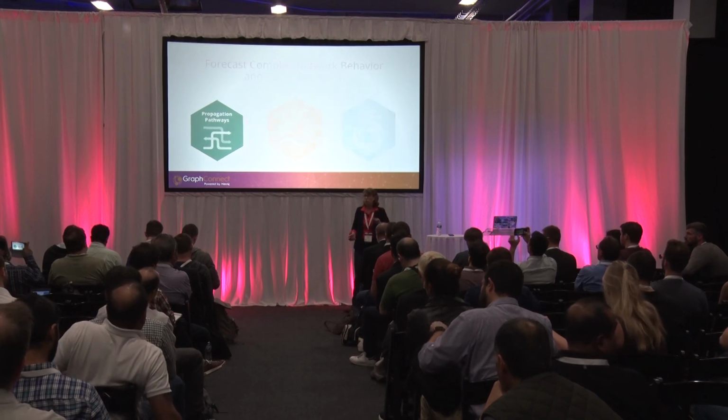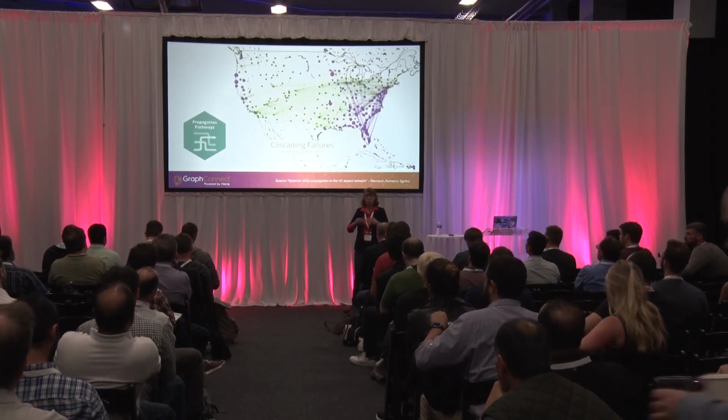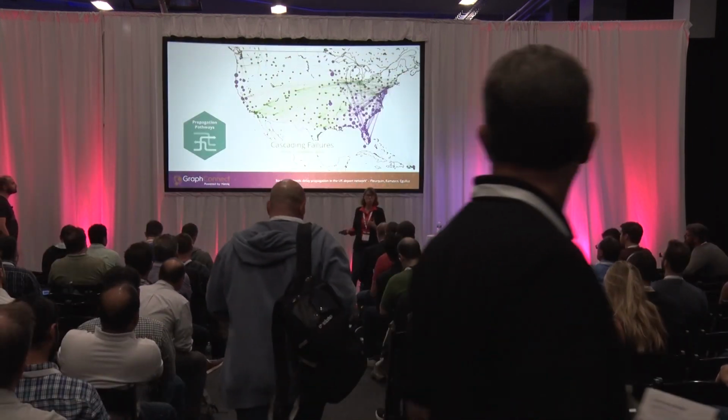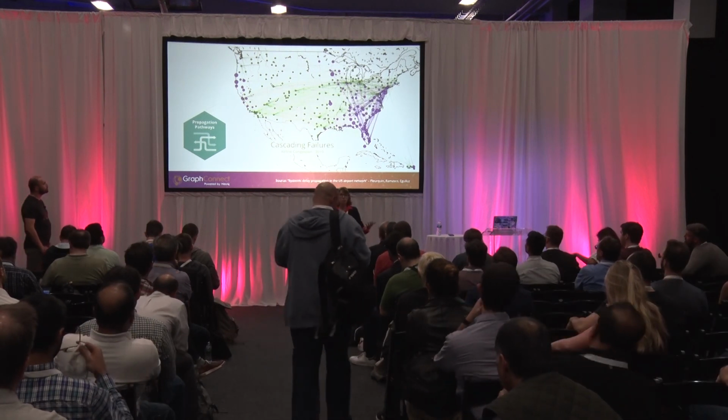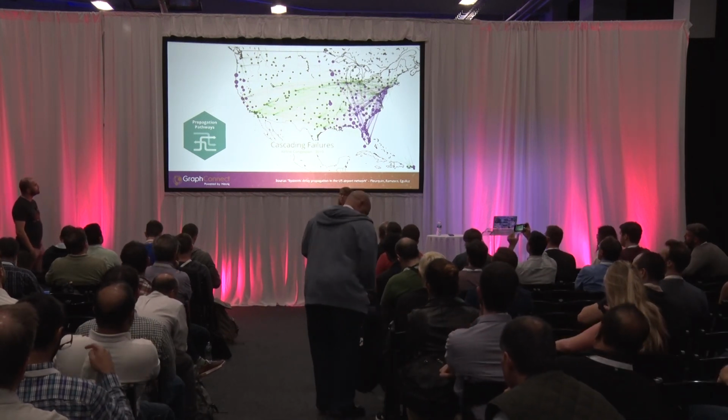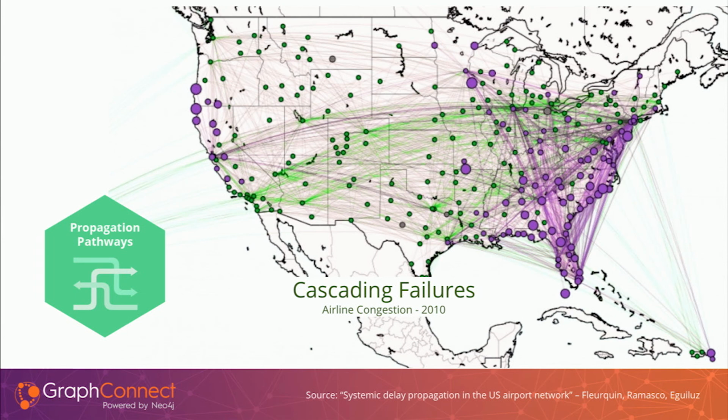So if we take just a quick look at each one of those, if we think about propagation pathways, this is a very practical example of why you would want to study how something spreads. This is an example from 2010. It has to do with cascading failures. It's actually delay failures that were happening in the US airline industry in 2010. They actually had two really bad failures. The items in purple have significant delays. Greens are doing okay. If I had a time sequence, you would see the ripple from one coast to the other coast. But this is just one example.